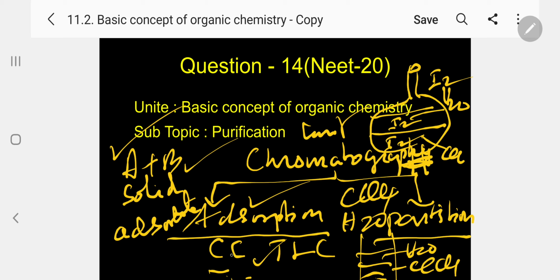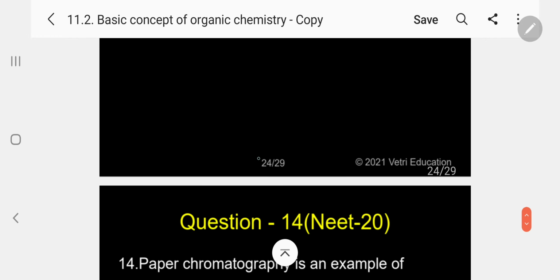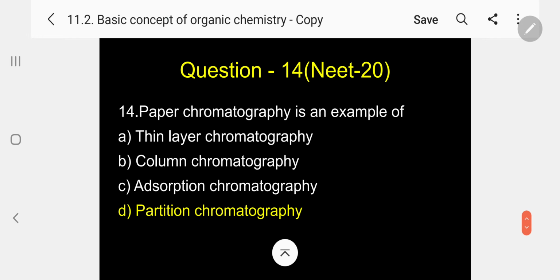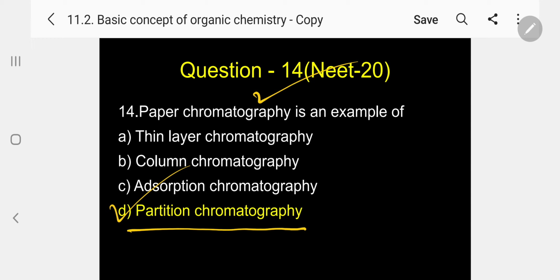So column chromatography comes under adsorption, and TLC comes under adsorption because a solid is there. Here again, a specific example for partition chromatography is PC, paper chromatography. So the answer is paper chromatography, partition. Paper chromatography is an example of partition chromatography.